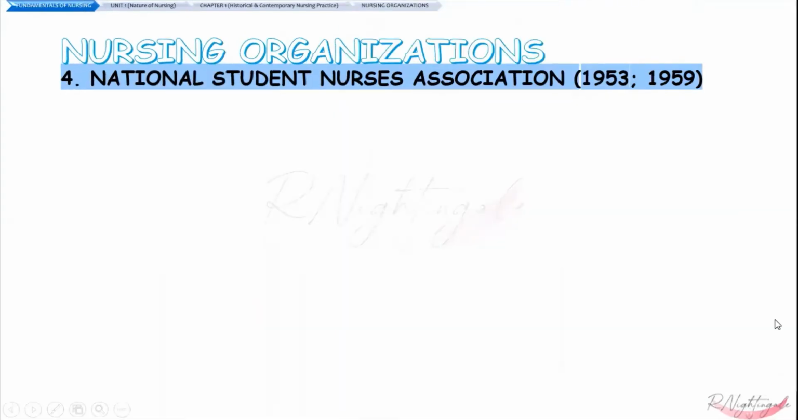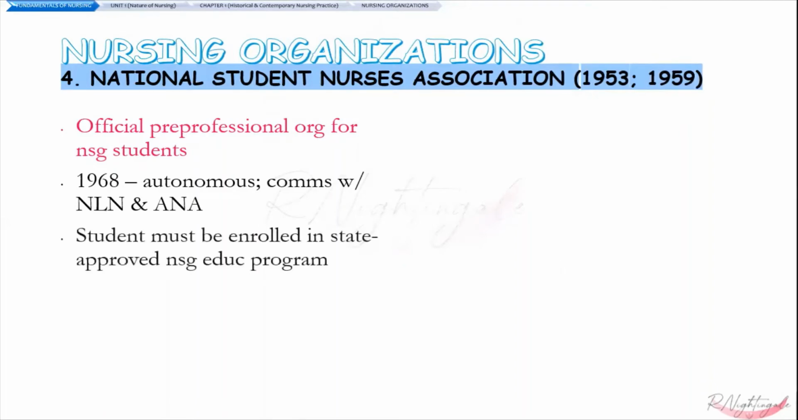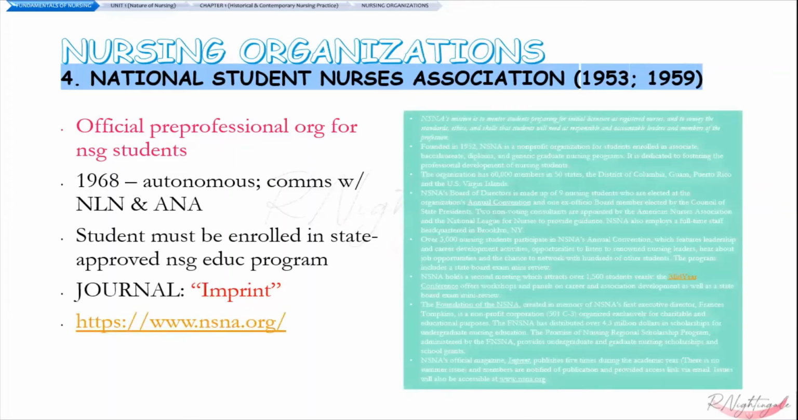Next is the National Student Nurses Association. The NSNA is the official pre-professional organization for nursing students. It was formed in 1953 and incorporated in 1959. The NSNA originally functioned under the aegis of the ANA and NLN. However, in 1968, the NSNA became an autonomous body, although it communicates with the NLN and ANA. To qualify for membership in the NSNA, a student must be enrolled in a state-approved nursing education program. The official journal of the NSNA is Imprint Magazine. And this is their website, and in this website is their introduction.